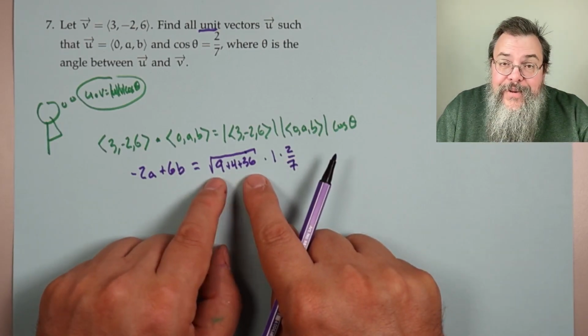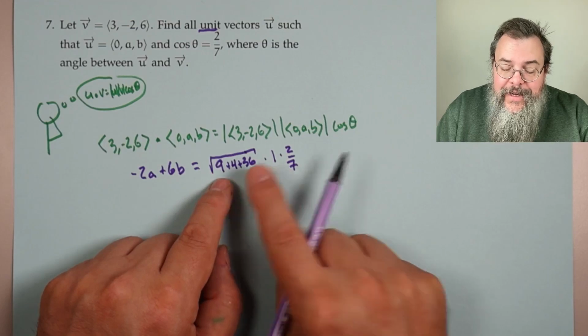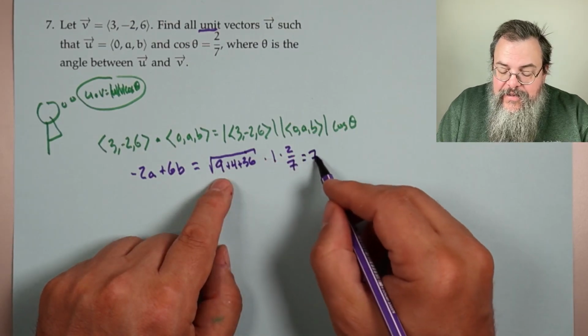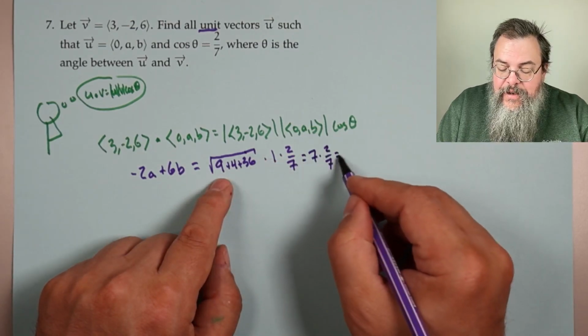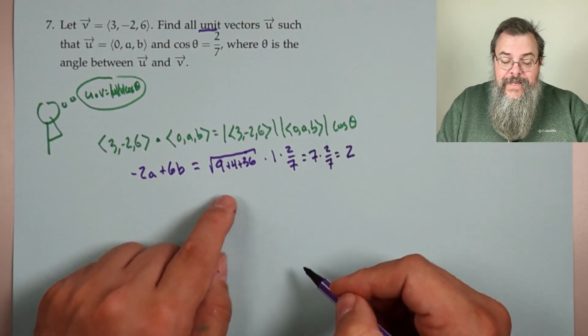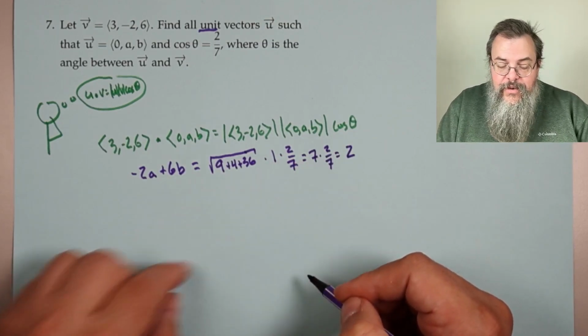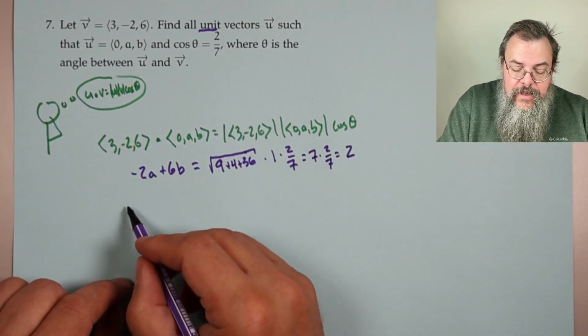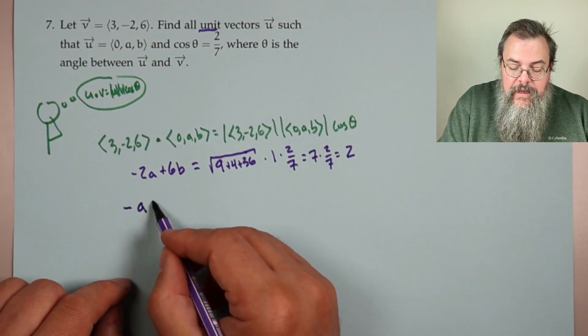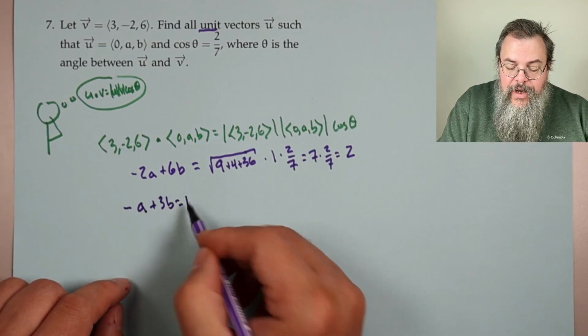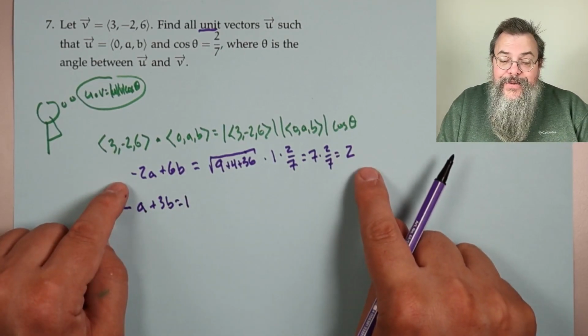36 plus 4 is 40, plus 9 makes 49. Square root of 49 is 7. So it's 7 times 2/7, which is 2. So minus 2A plus 6B is 2. Or we get the following: minus A plus 3B equals 1. Right? We just divide by 2.